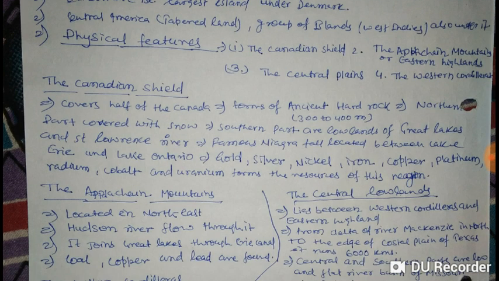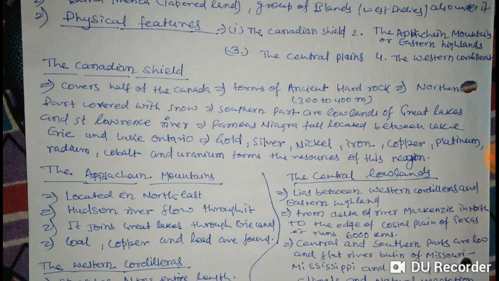Next point is physical features. There are four types of features that mainly prevail in North America. That is the Canadian Shield. The next is the Appalachian Mountains, also called Eastern Highlands. Next point is the Central Plains, and the fourth one is the Western Cordillera. Now we'll be discussing each one by one. The Canadian Shield we will be discussing first.